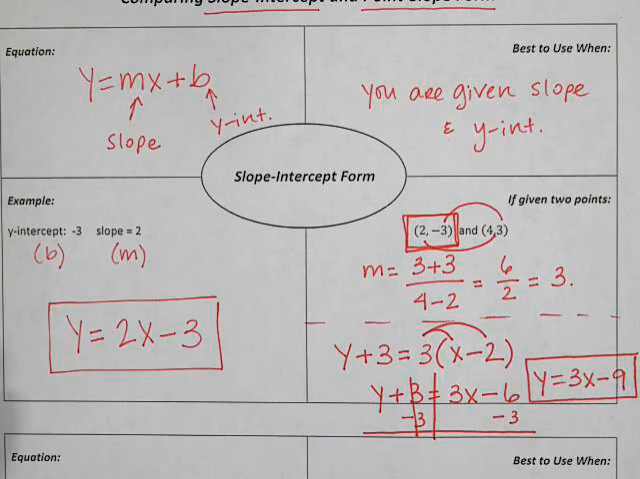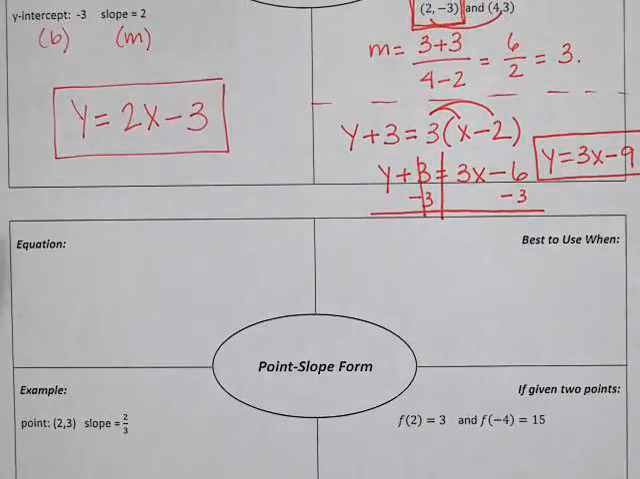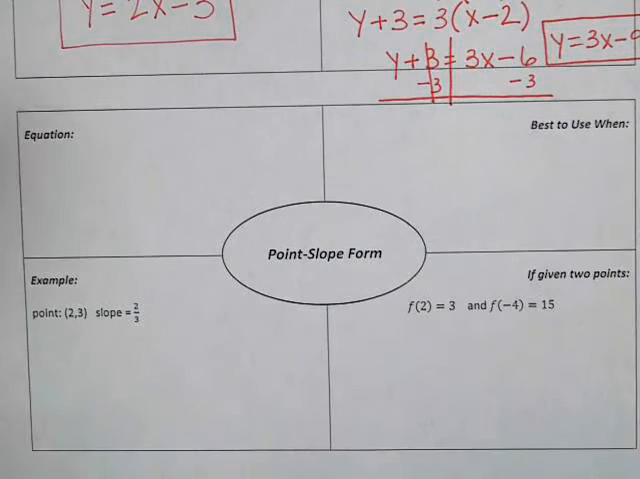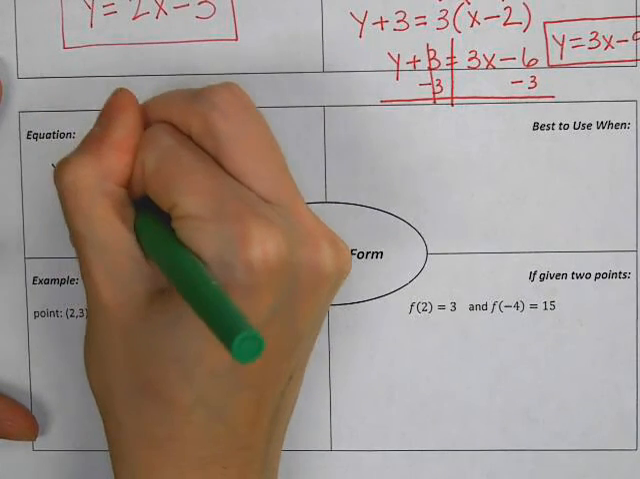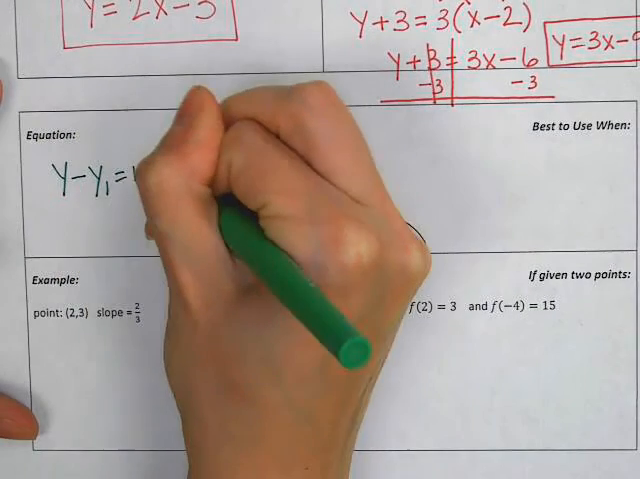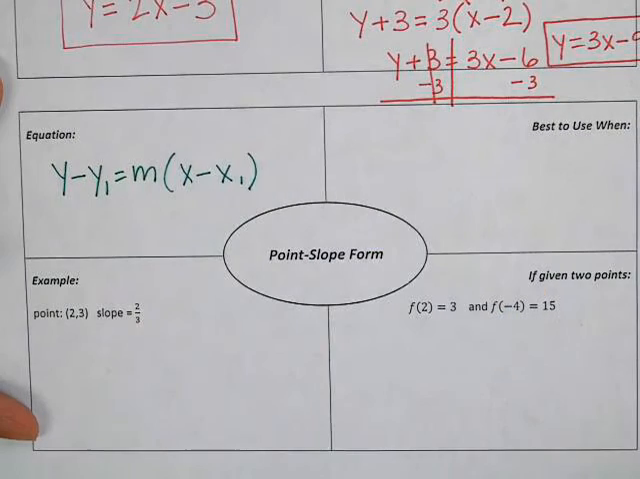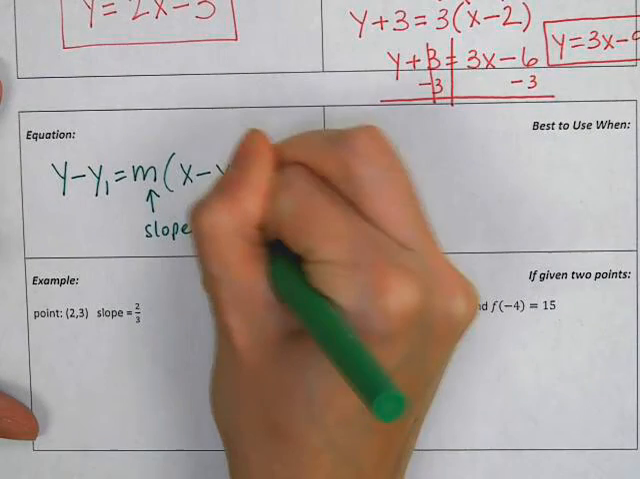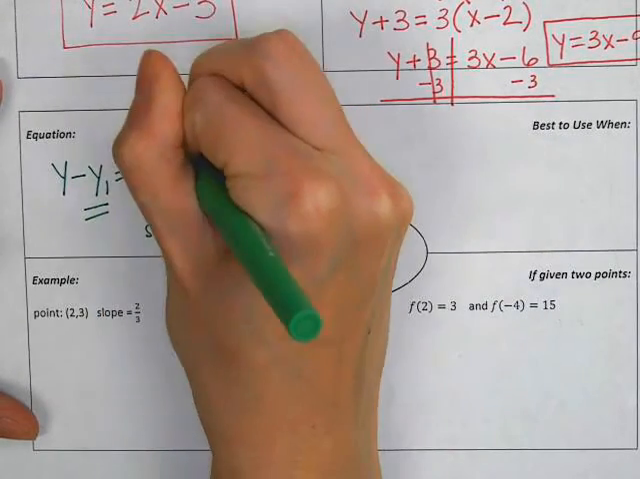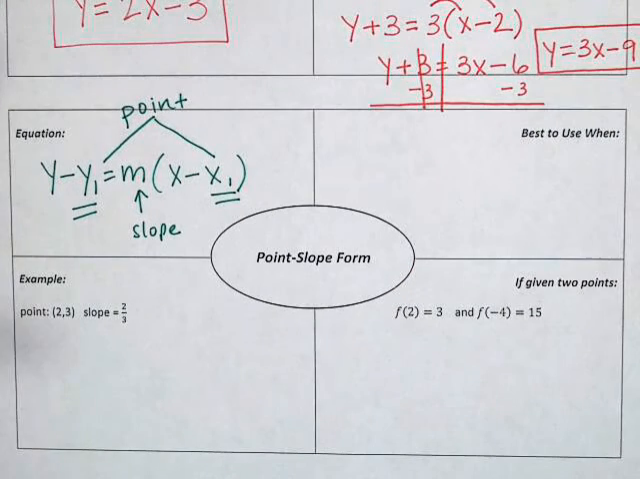Okay, now let's talk about when point slope is more useful. Okay, so point slope is the most useful. Actually, let's write its equation first. We just did it. It's y minus y1 equals m times x minus x1. And remember, m is the slope, and x1, y1, that is a point that's given to be on the line.